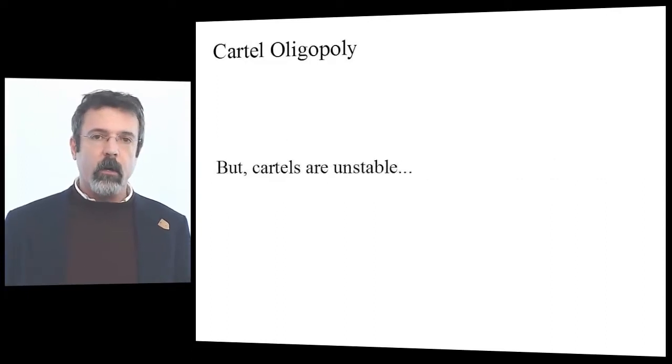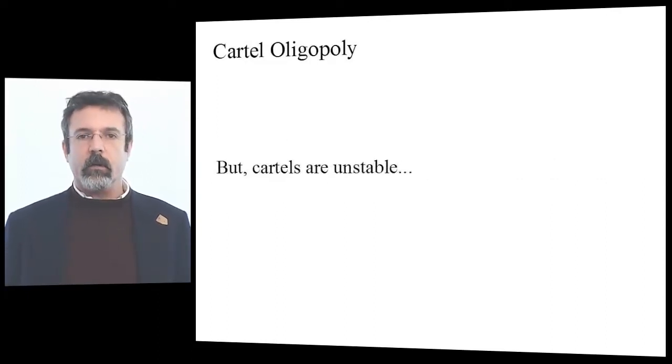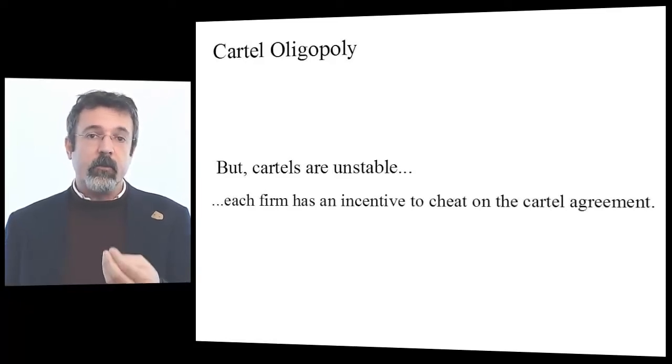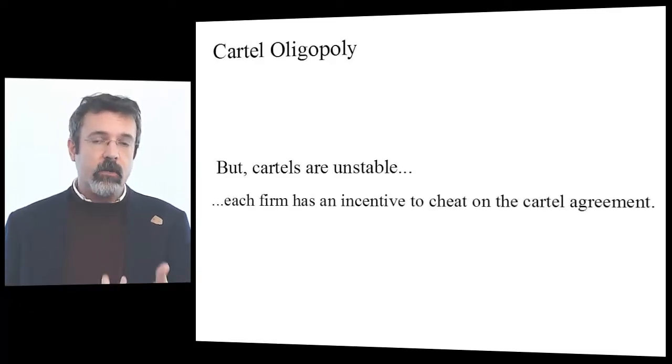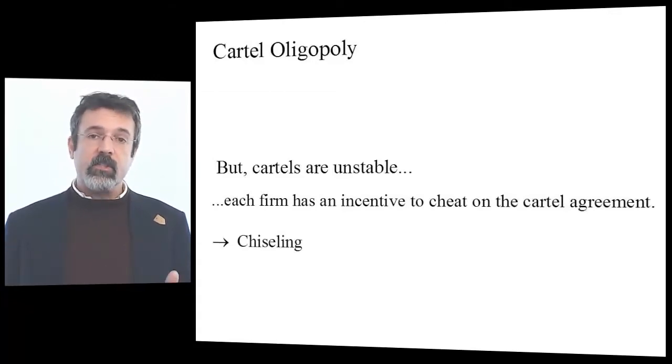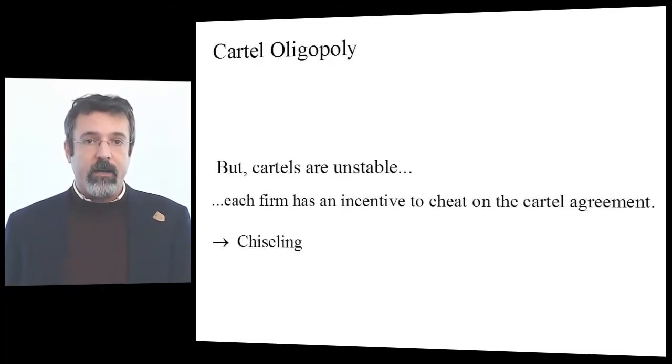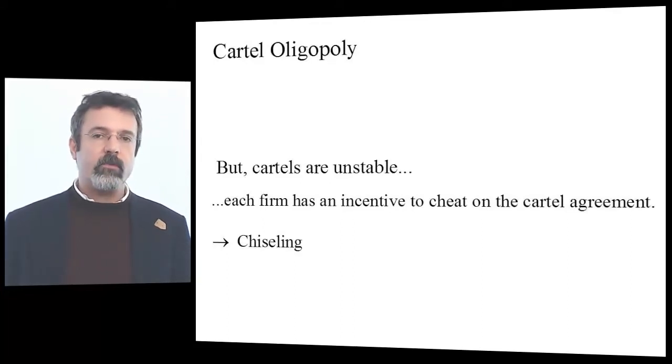It will fall apart. And the reason it will fall apart is because once formed, there's tremendous incentive for the individual firms to cheat on the cartel agreement. We call this chiseling. For example, let's suppose the firms come to an agreement to produce 17 units each. And let's suppose firm 2 honors that agreement and actually does produce 17 units. What is firm 1's best response?